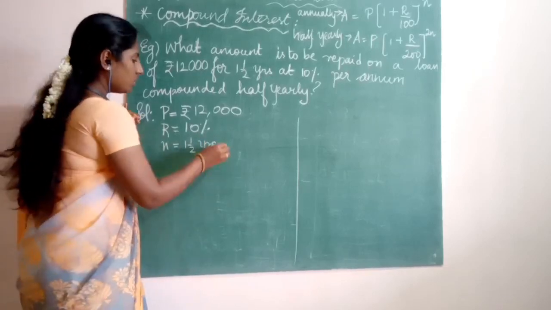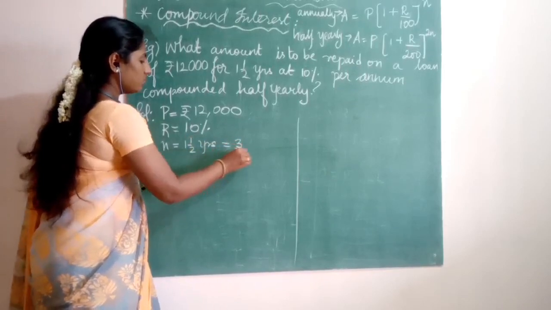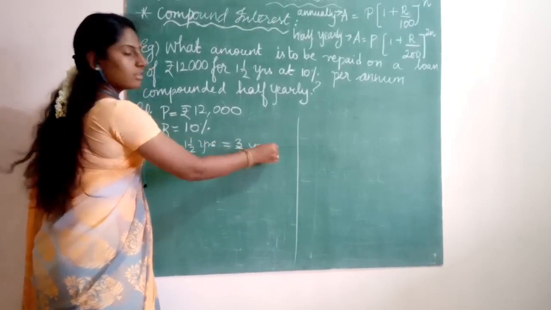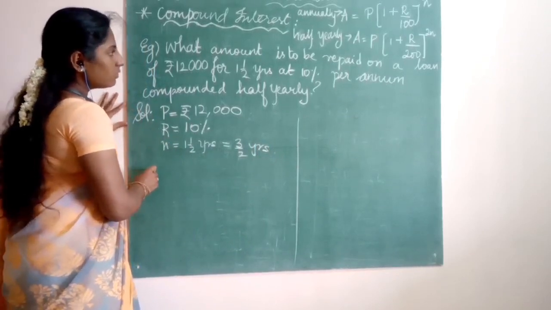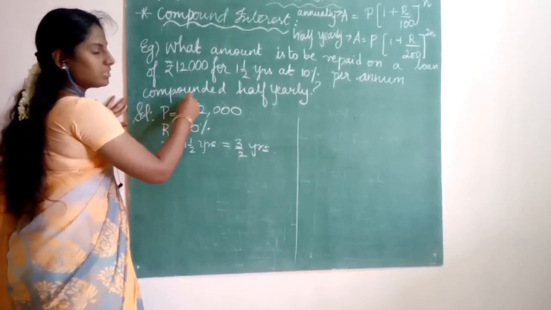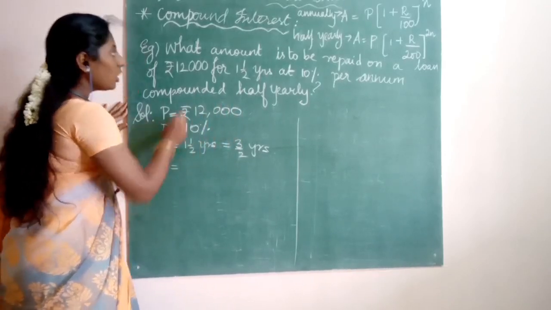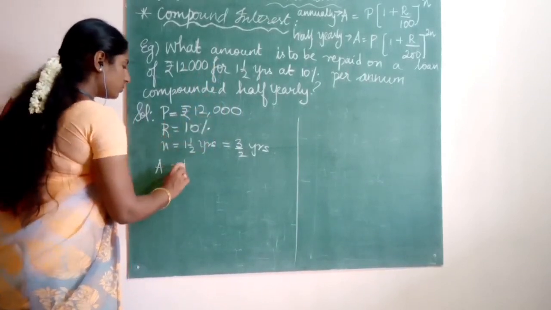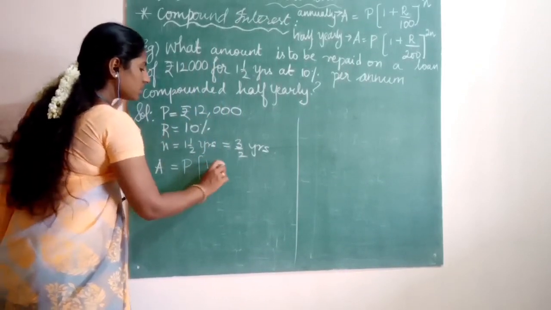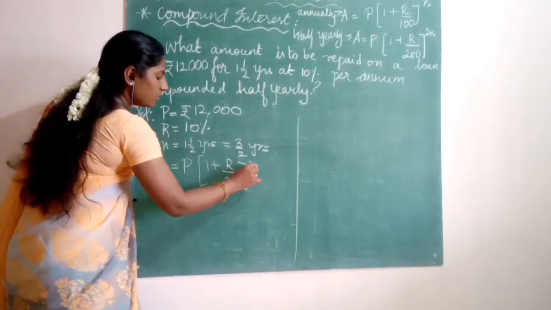Or else we can write this as 2 ones are 2, 2 plus 1, 3/2 years. Clear? Now, we have to find compound interest for half yearly. So, what is the formula? Amount. What is the amount only they are asking? So, simply amount is enough. So, amount is equal to C into 1 plus R by 200 whole power 2n.